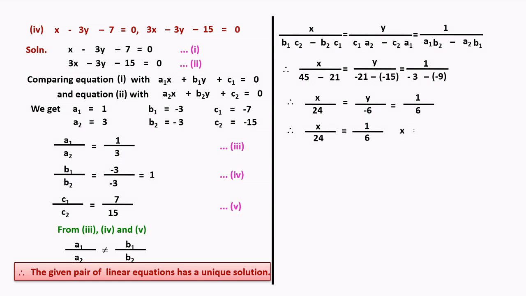Now solve. x divided by 24 equals 1 by 6, so x equals 4. y divided by minus 6 equals 1 by 6, so y equals minus 1. Final answer: x equals 4 and y equals minus 1. Therefore, the system has a unique solution.